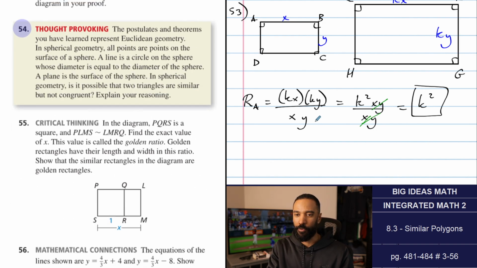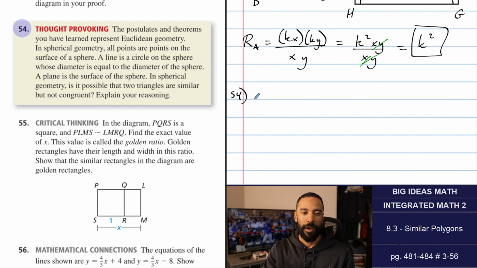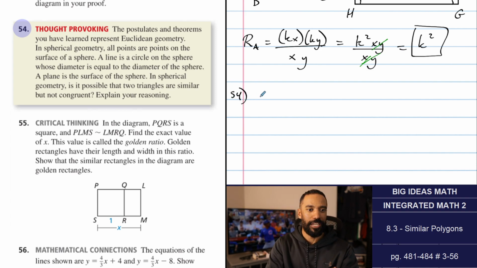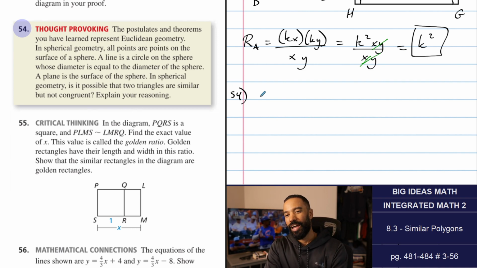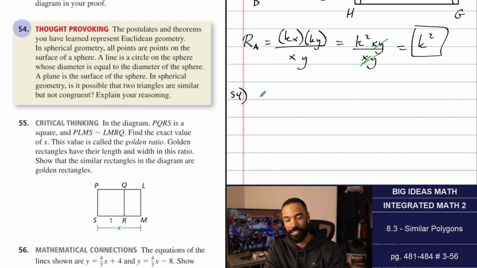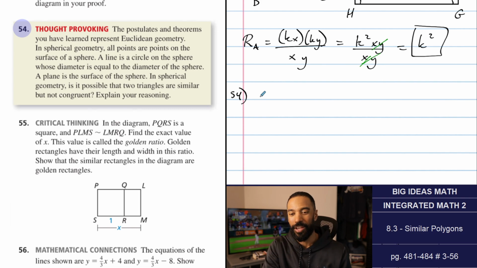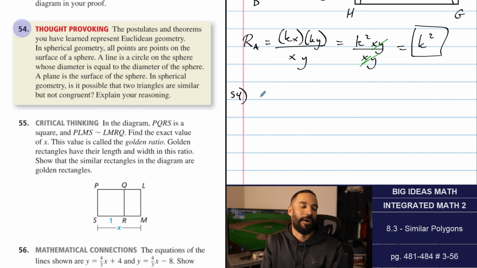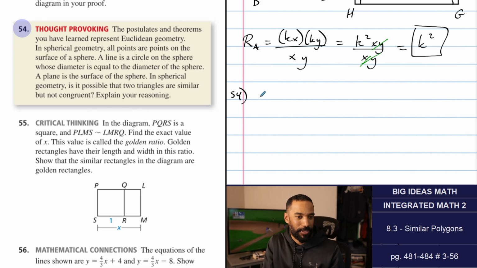Let's see. Number 54, thought-provoking. Okay, the postulates and theorems you have learned represent Euclidean geometry. In spherical, there's one problem so far that I recall. There's one problem so far out of this entire book that I didn't do, and I never went back to try it. I could probably do it, but I don't know. I just looked back at it, and it was a Euclidean geometry question. I remember 2 Euclidean geometry questions so far in the entire book. This is the 3rd I know, but that second one, I said, guys, I don't know. It's the last question. I'll just stop. So I just said I didn't know. Let's see if we know this one.